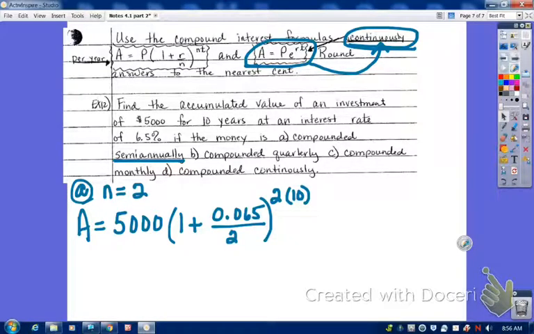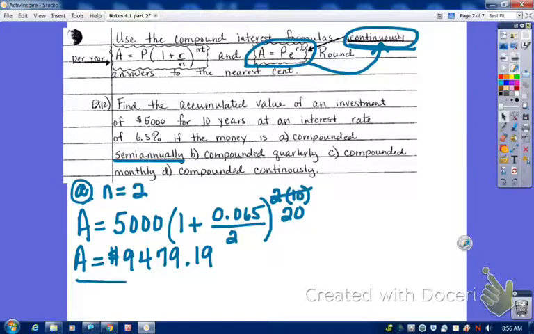Now, however you want to do this, you just want to be really, really careful. I would go ahead and multiply 2 times 10, okay? And I would say that's going to be 20, and then I would just enter the rest of it straight into my calculator. 5,000, left parentheses, 1 plus 0.065 divided by 2, right parentheses, power key 20, and you should get 9,000. You tell me the rest of it. 479, and this is money, so we're going to round to the penny, so that's going to be 19 cents.